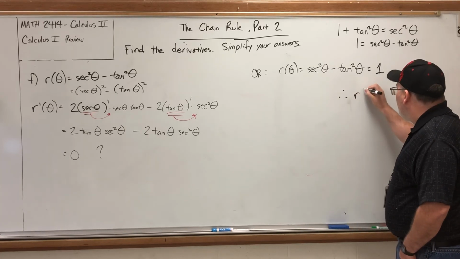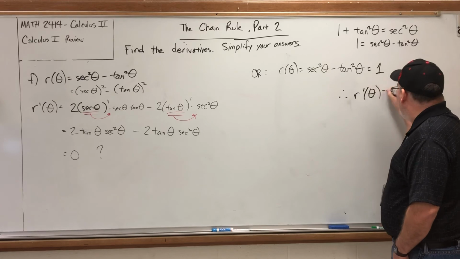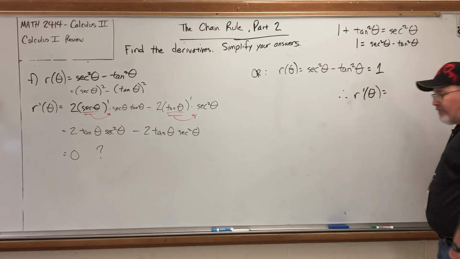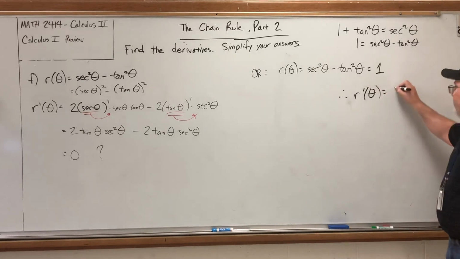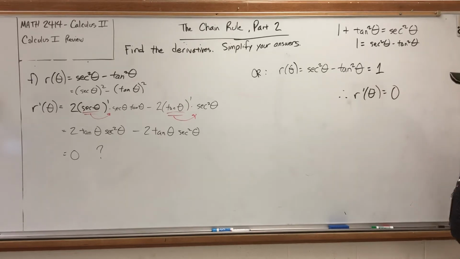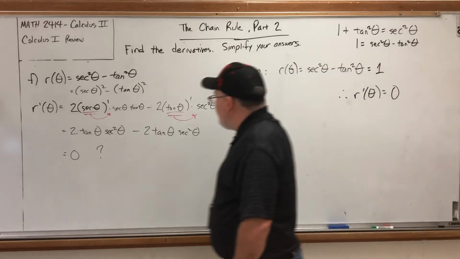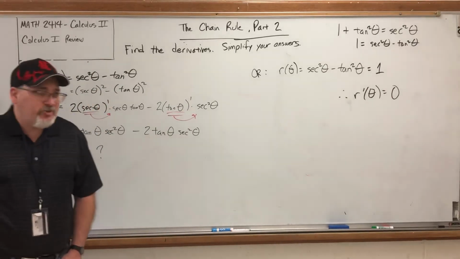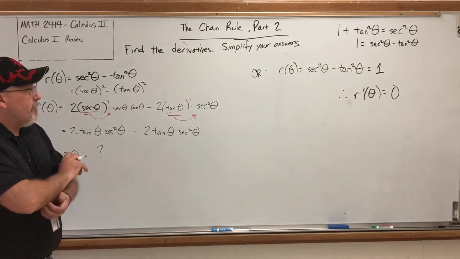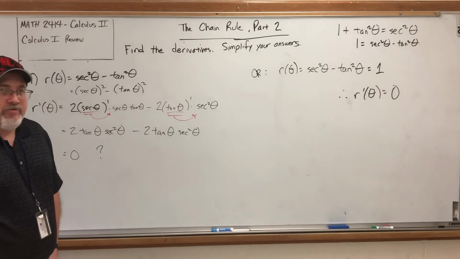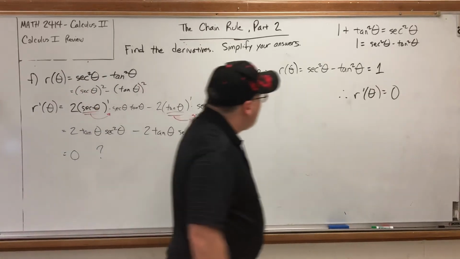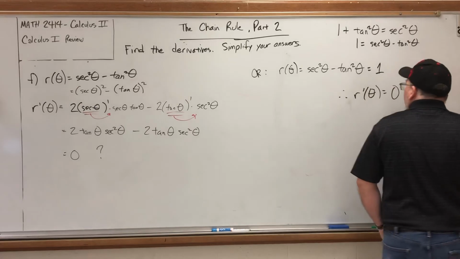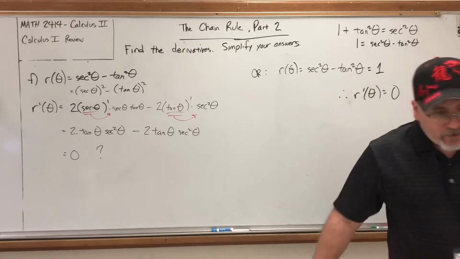Therefore, the derivative of r of theta is the derivative of 1, which is 0, and it's over. In general, anytime you take a derivative and get 0, that means the original function was actually a constant. It's a nice trick to have up your sleeve. To show something is a constant, you can show its derivative is equal to 0. All right, well, that was neat. All right, let's move on.